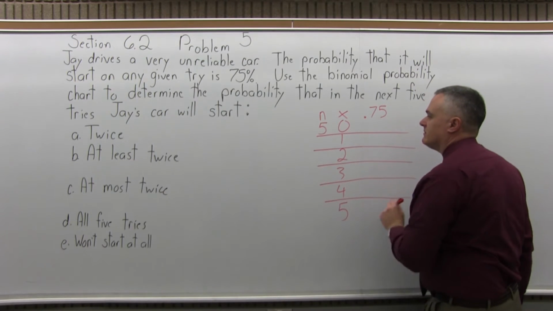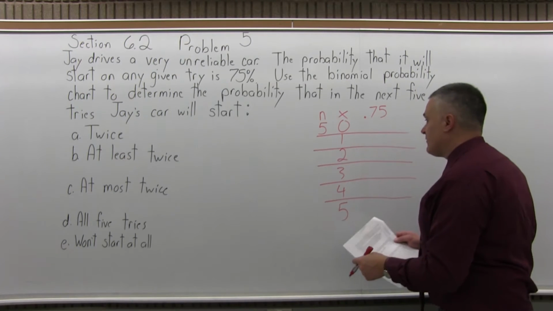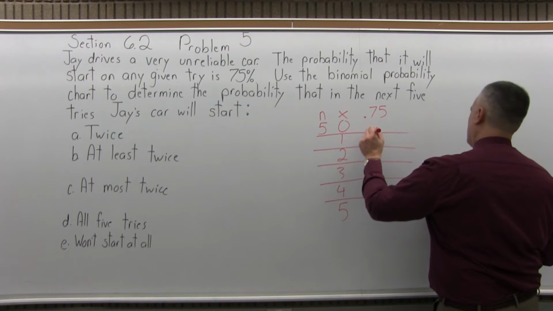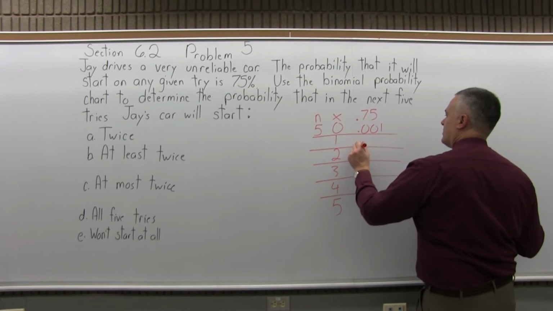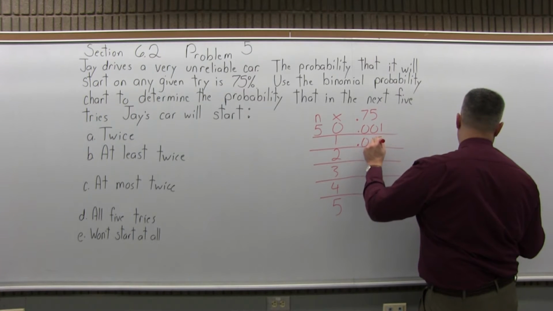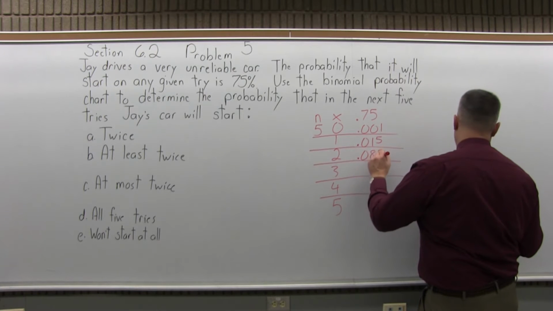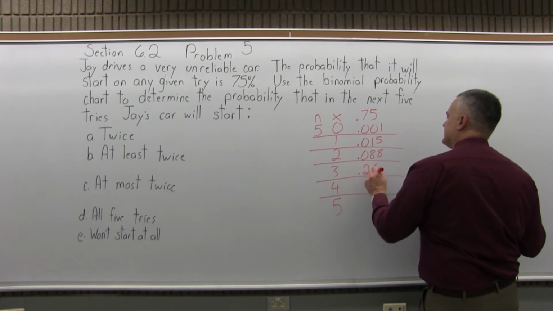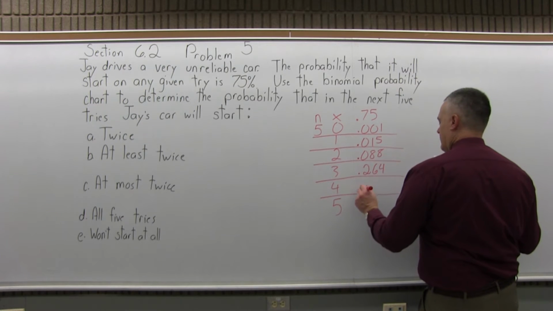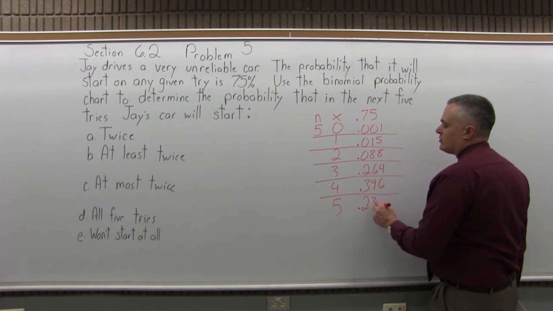And we'll make a little chart. I happen to have it written right next to me here. So for 0, the probability number is 0.001. For 1, it's 0.015. For 2, it's 0.088. For 3, it's 0.264. For 4, it's 0.396. And for 5, it's 0.237.